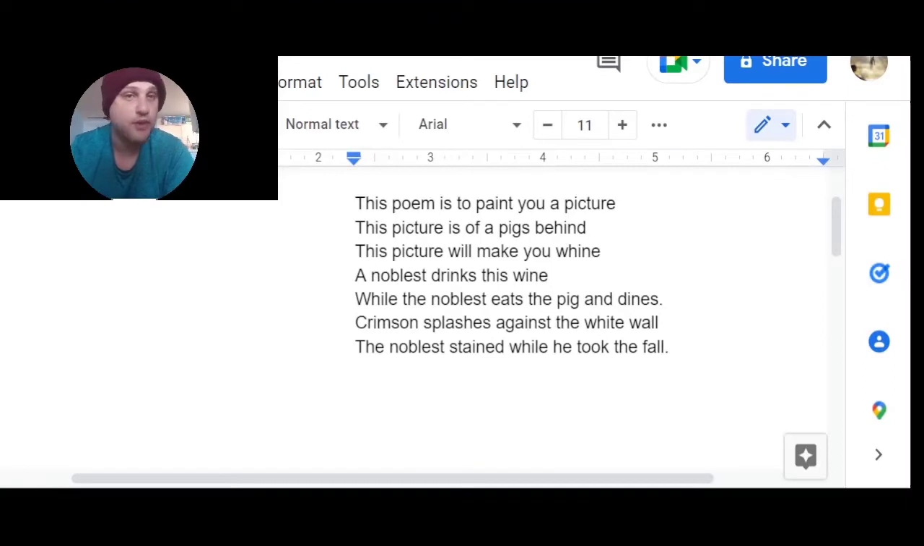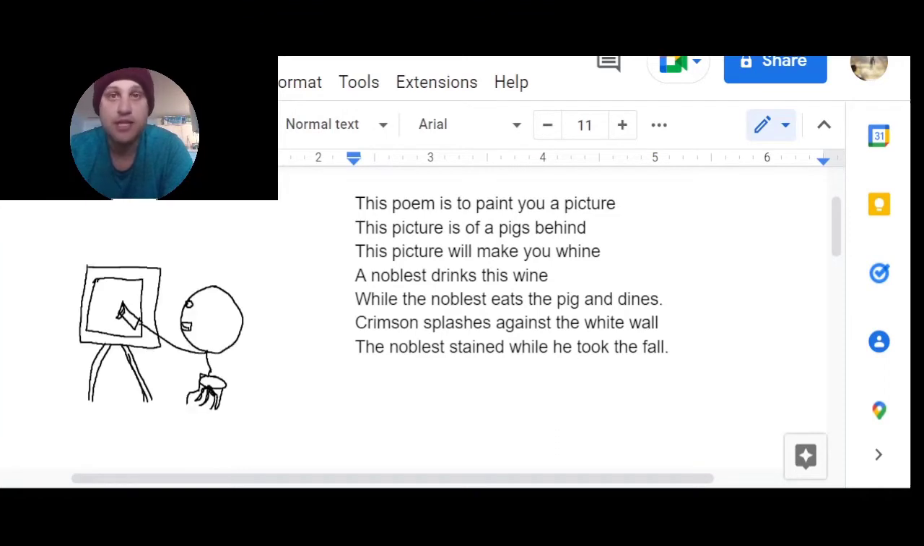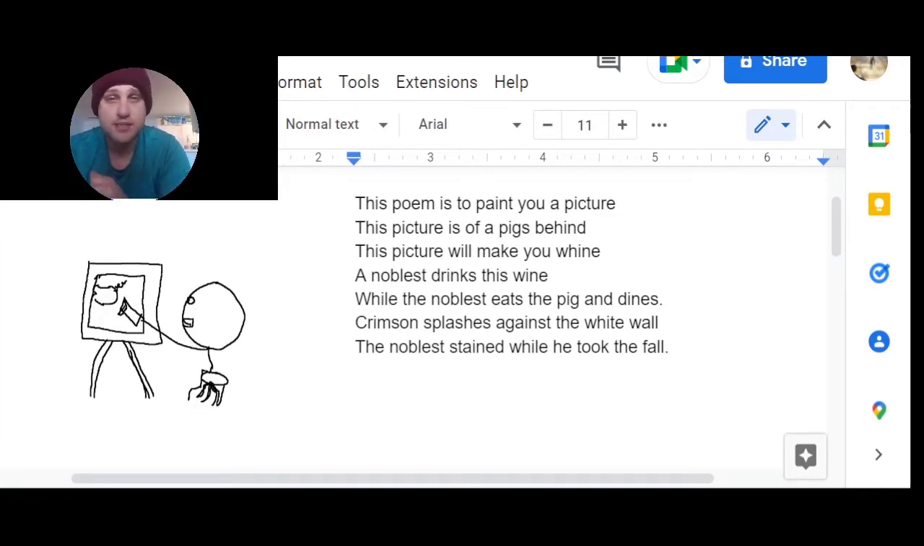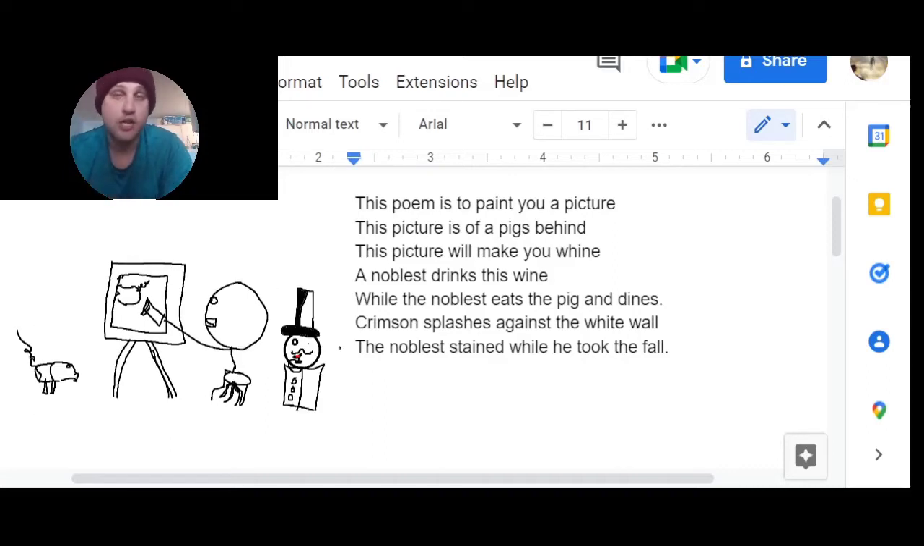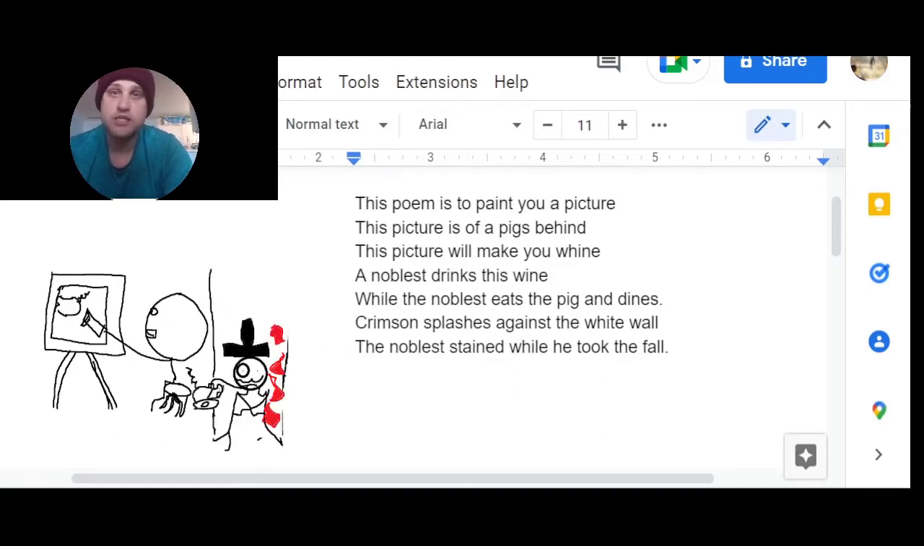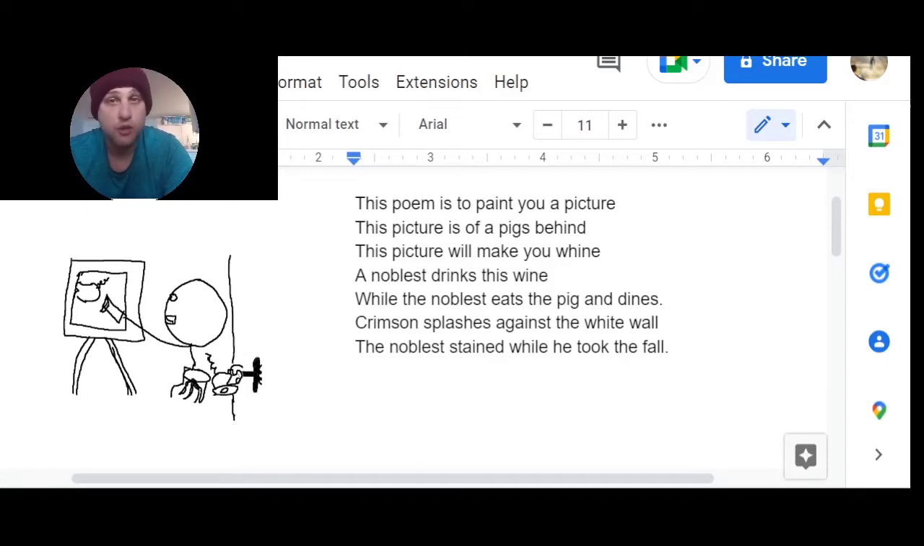So, let's jump right in and look at an example of how we write this poem. This poem is to paint you a picture. This picture is of a pig's behind. This picture will make you whine. A novelist drinks this wine, while the novelist eats the pig and dines. Crimson splashes against the white wall. The novelist stained while he took the fall.